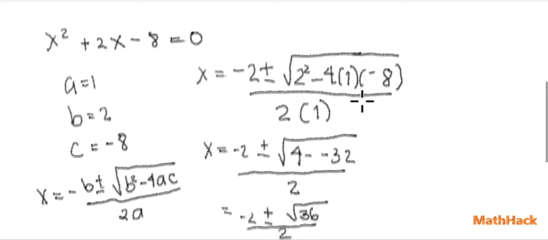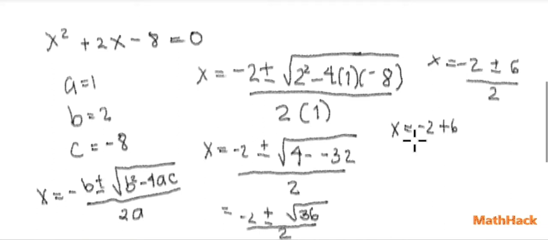Ang square root ng 36 ay 6. So, we will have, dito ko na ilalagay, x is equal to negative 2 plus or minus square root of 36 is 6. So, 6 na susulat ko dyan, all over 2. Now, since meron tayong plus or minus dyan, pag-ihiwalayin ko na lang yan. Ibig sabihin, dalawang values para sa x. Yung isa ay x equals negative 2 plus 6 over 2. Tapos ang isa naman ay equals negative 2 minus 6 over 2.